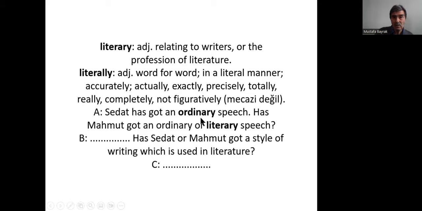Sedat has got an ordinary speech. Has Mahmud got an ordinary or literary speech? So Mahmud has got a literary speech. He is like a teacher of literature, for example. Mahmud is like a writer. So Mahmud has got a literary speech. Has Sedat or Mahmud got a style of writing which is used in literature? So Mahmud has got a style of writing which is used in literature.